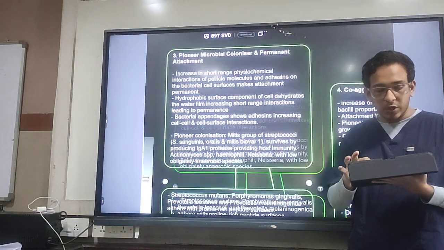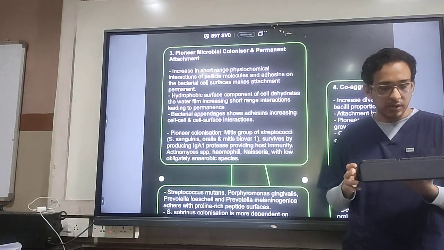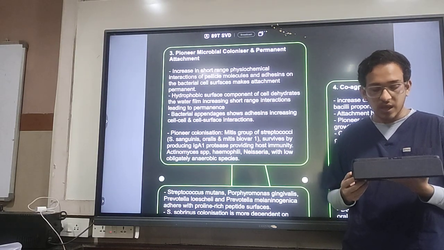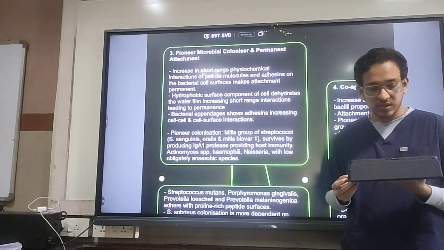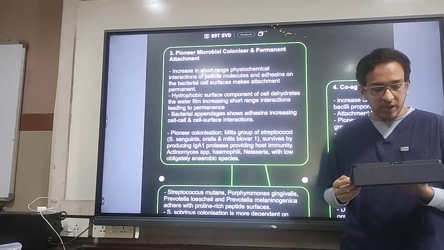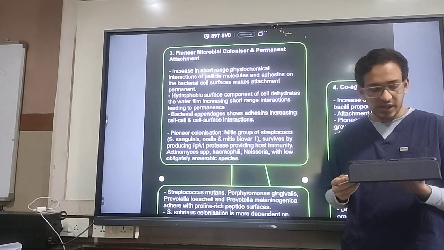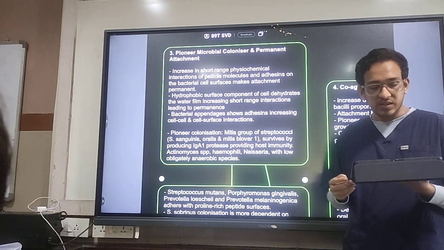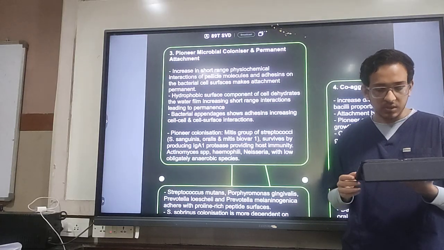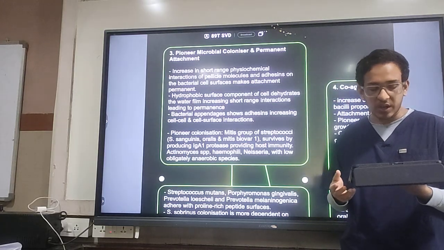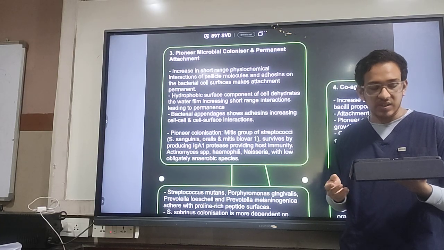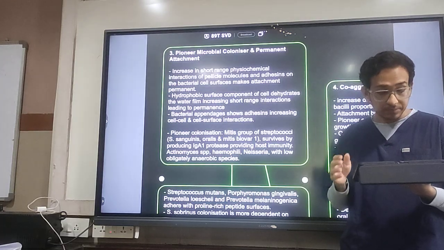Talking about pioneer microbial colonization and permanent attachment. An increase in short-range physiochemical interactions of pellicle molecules and adhesins on the bacterial cell surface makes the attachment permanent. The hydrophobic surface component of the cell dehydrates the water film, increasing the short-range interactions, leading to the permanence of microbial attachment. Bacterial appendages show adhesins that increase cell-to-cell or cell and surface interaction.